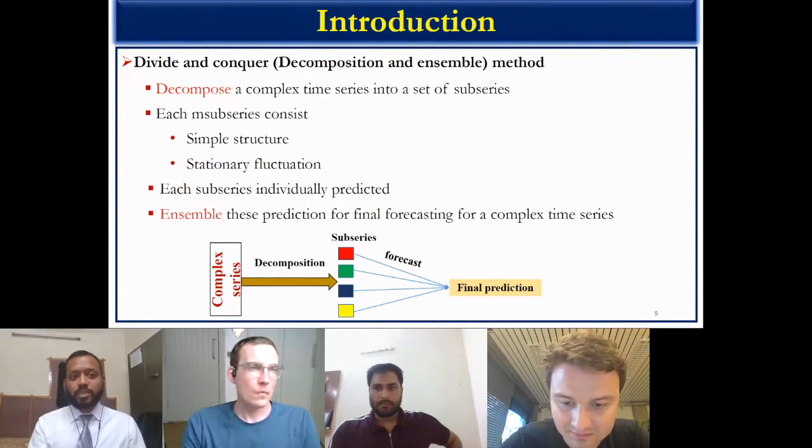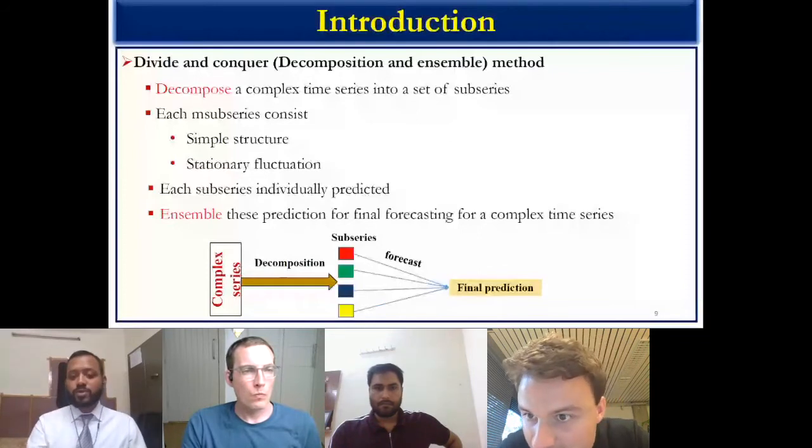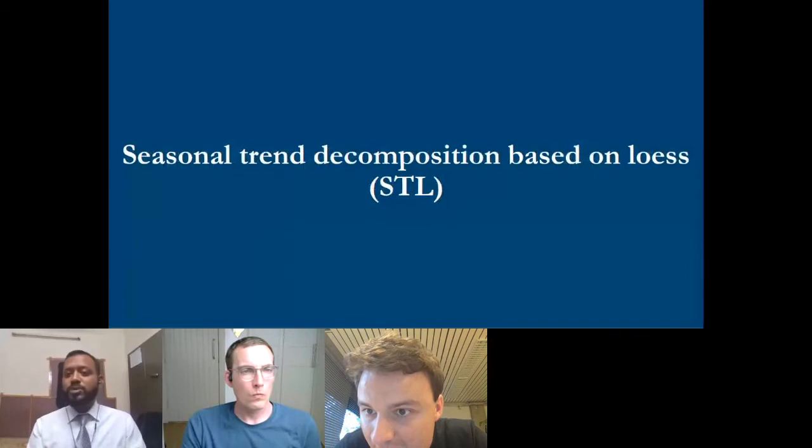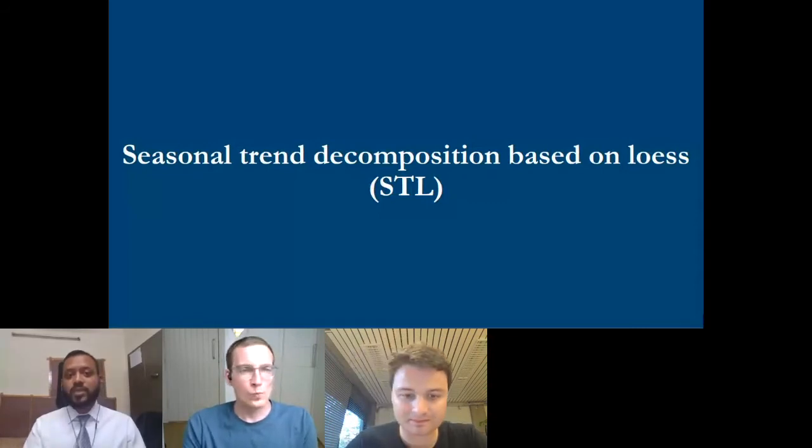Each sub series consists of a simpler structure or stationary fluctuations. Now each sub series is easy to handle by forecasting models, and thus it is easier to get a better forecast. So, seasonal trend decomposition based on Loess. This is a decomposition method we have used for breaking down a seasonal price series into different components.